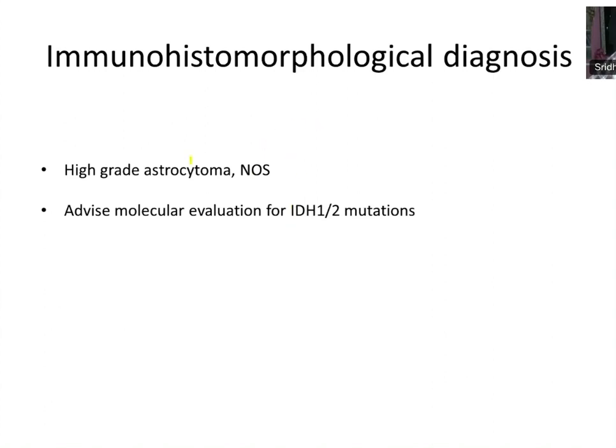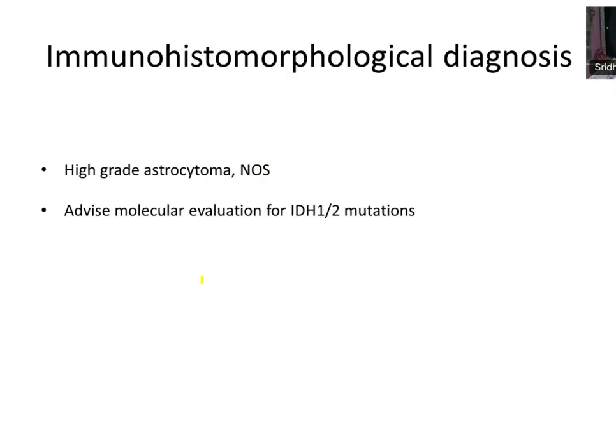If you saw that it is IDH wild type, then it cannot be grade 3, it all becomes grade 4. So that is why we need not grade here. You leave it as a high-grade astrocytoma NOS. Only after doing the IDH mutation studies does the grading come into the picture.